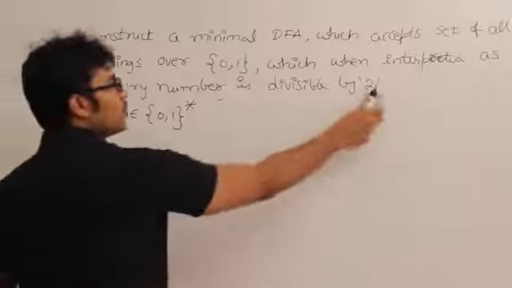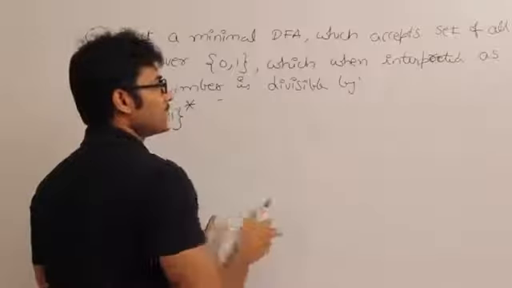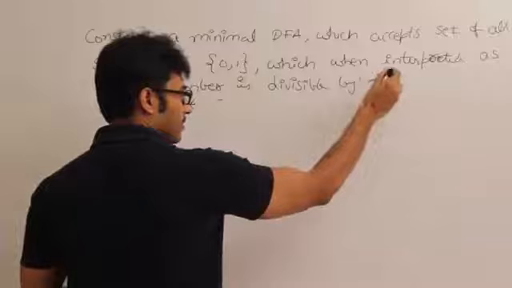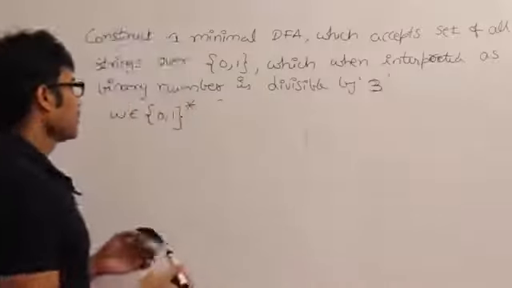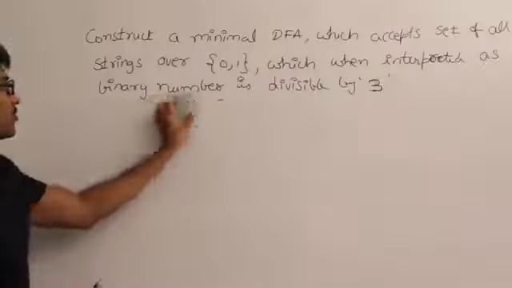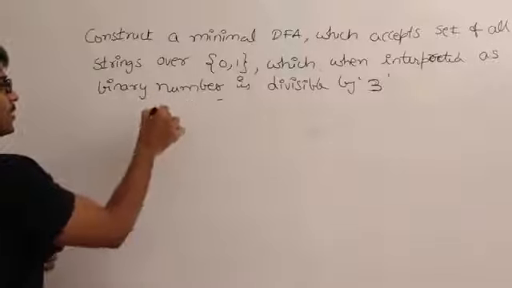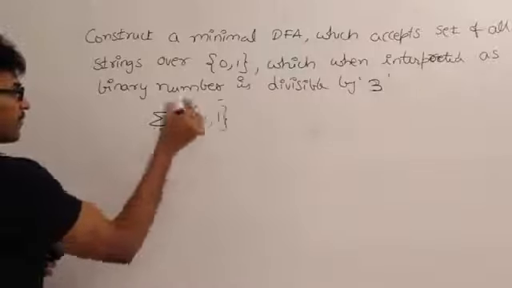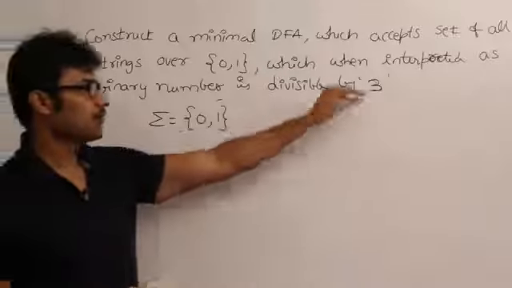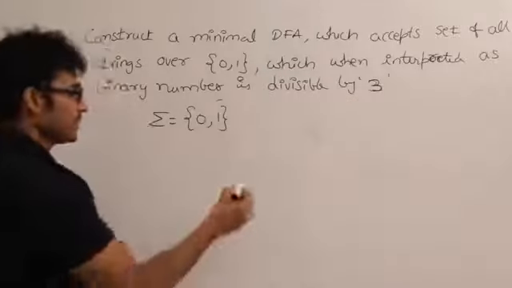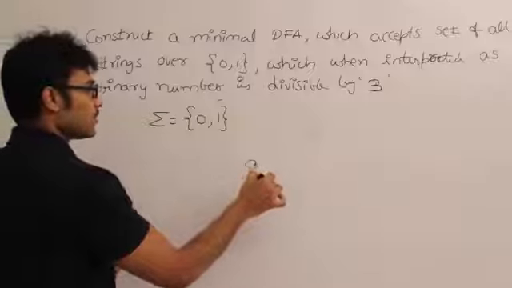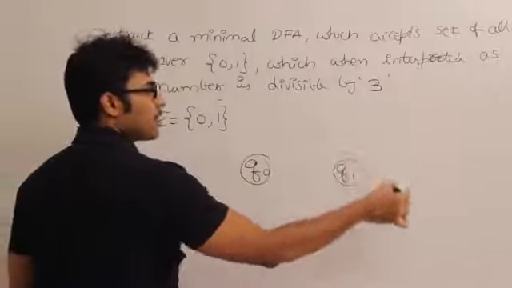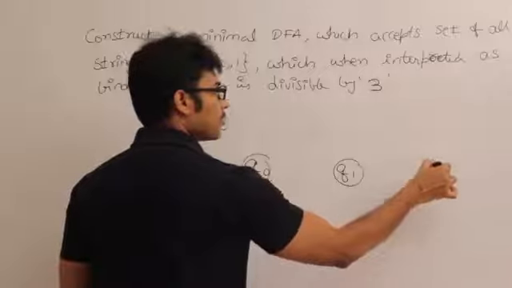So instead of 2, now we have to divide the number by 3. Again, whenever I divide any number by 3, what are the possible remainders? We are talking about binary numbers, so the input alphabet is 0, 1. Whenever I divide any number by 3, I can get a remainder of 0, or a remainder of 1, or a remainder of 2.